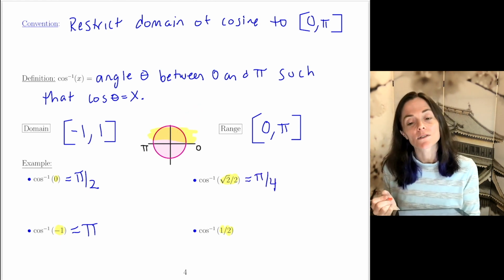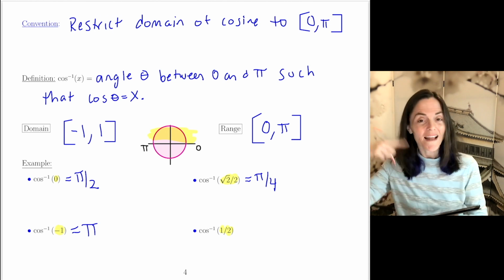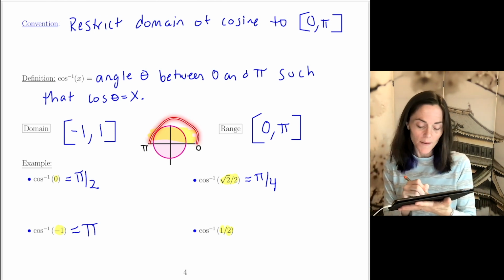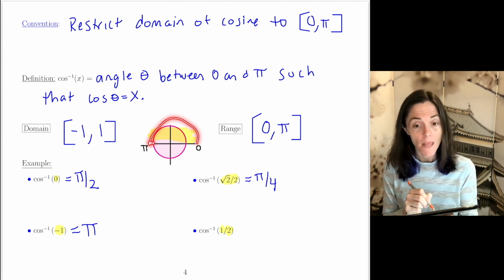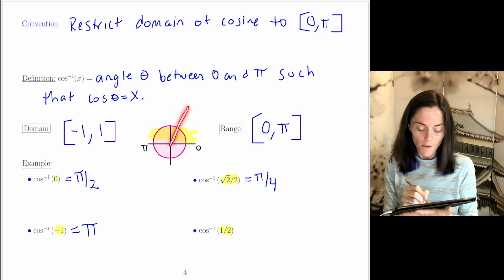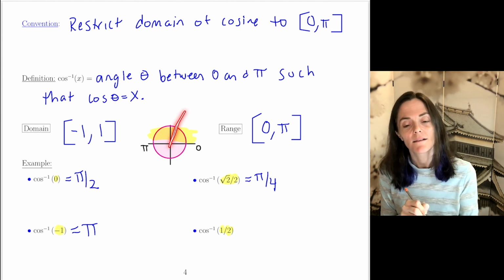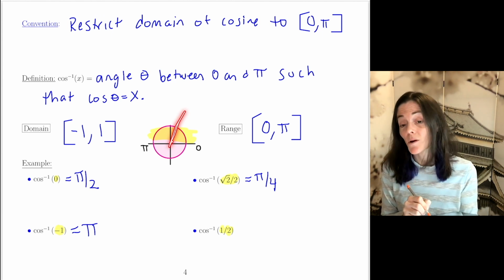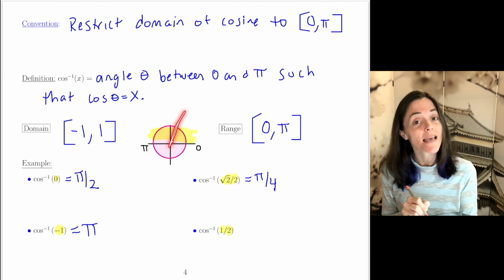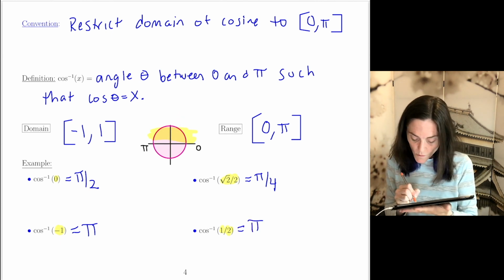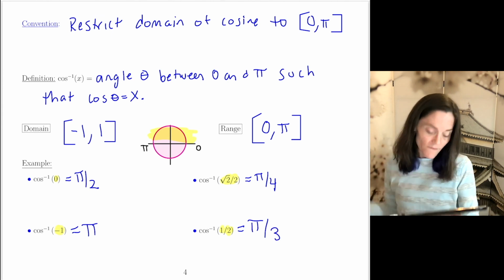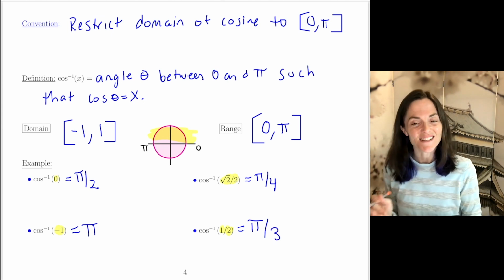And finally, cosine inverse of 1/2. What angle between 0 and pi has cosine equal to 1/2? Well, that would be up here, where cosine is 1/2, sine is square root 3 over 2. This happens at pi over 3. This is pi over 3. So there were a few examples evaluating the cosine inverse.